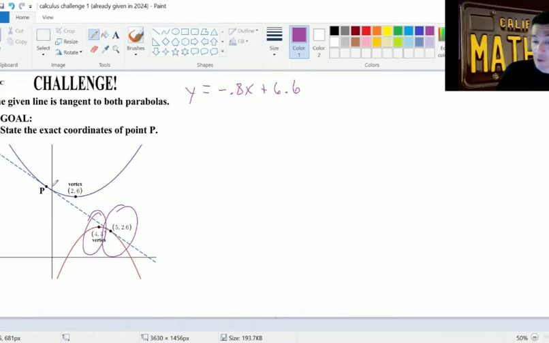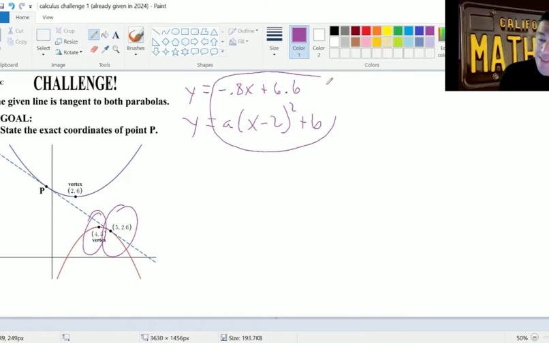Now the goal is to find the coordinates of P. P is where the line and the parabola intersect. When graphs cross, their equations are equal. The equation of the line is what we found. The equation of the other parabola, the one that opens up, well, technically, this is its equation in vertex form. We don't know A because we don't have another point. It's all right, just leave it A. But we know that these equations should be set equal to each other because we know that when they cross at point P. So we have this equation right here.